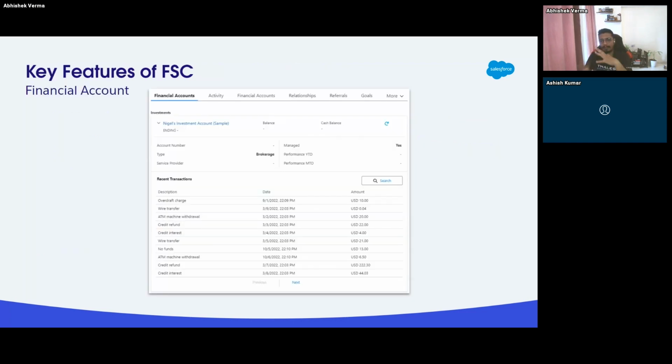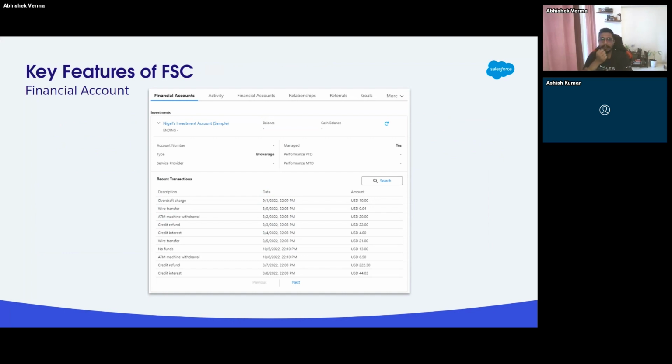Now let's discuss the features of FSC. One of the major features of FSC is financial account. So what is financial account? We are aware of the accounts, right? We have account, contact, opportunity. These are the basic sales cloud objects. Financial service cloud is built on top of the sales cloud and the service cloud, so whatever functionality of sales cloud and service cloud will come in the FSC also. So here we will have the account.